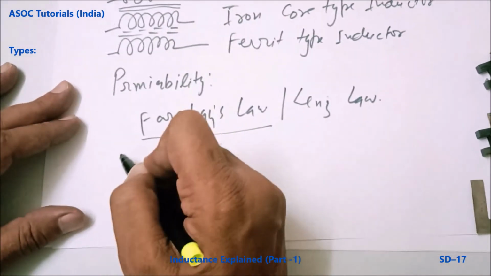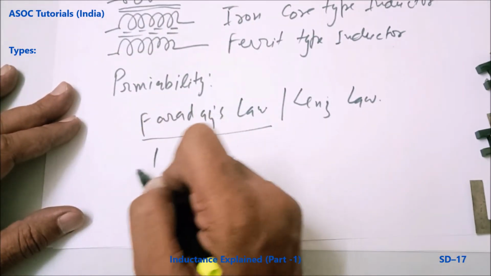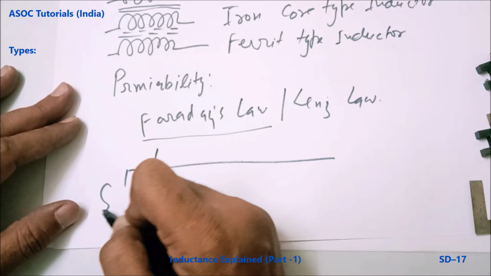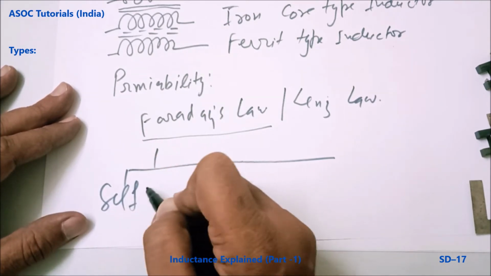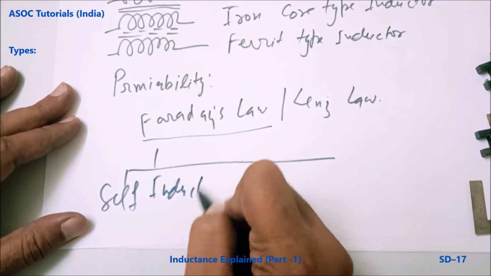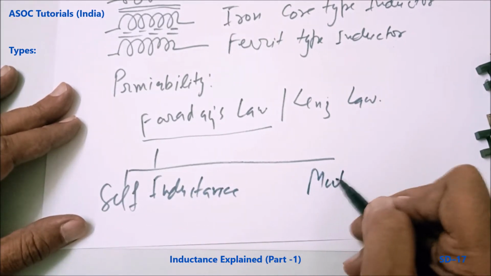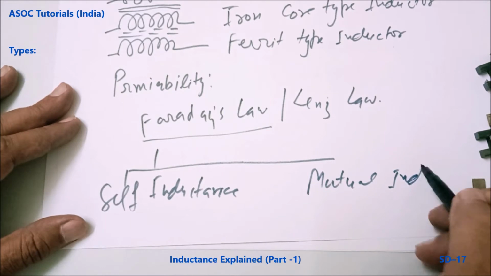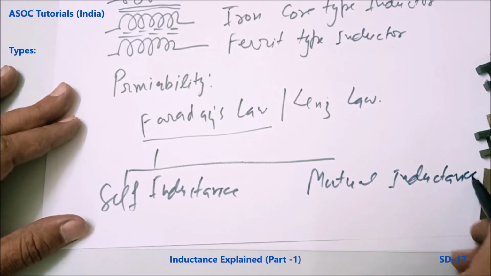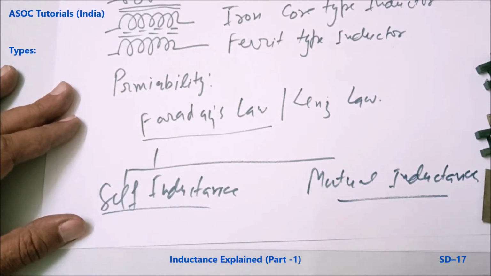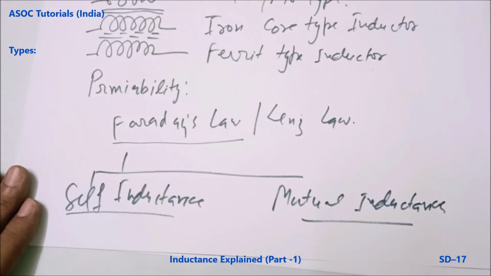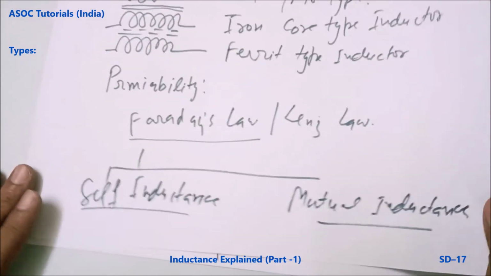Inductors are of two types. First, self-inductance. Second, mutual inductance. So what are these two? Coming to self-inductance.